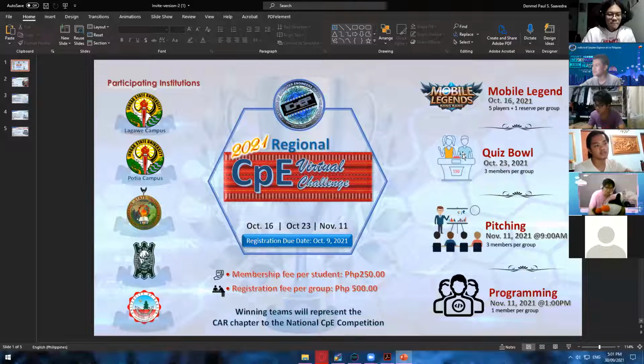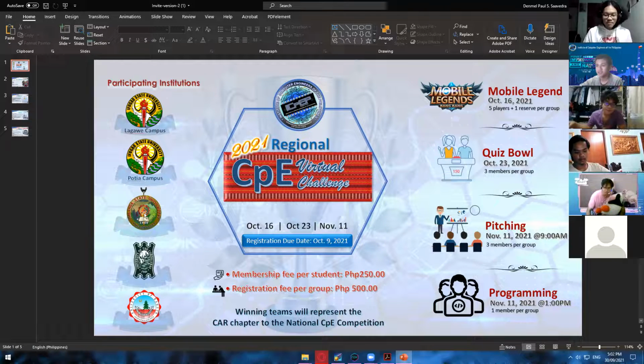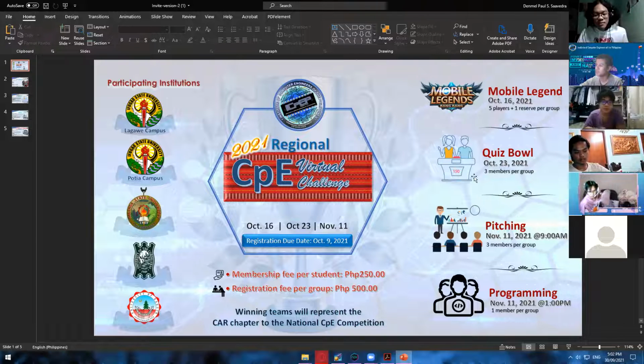If you're interested in Quiz Bowl, just contact Sir Diane or Ma'am Tere or Ma'am Karen. They are the ones in charge of this one, same with pitching and programming. They have different dates, and these are the schools that you'll be competing with: Lagawe Campus, Bocha Campus, Kalinga State University, UC itself, and the University of Baguio. So there will be 5 universities competing in those events.